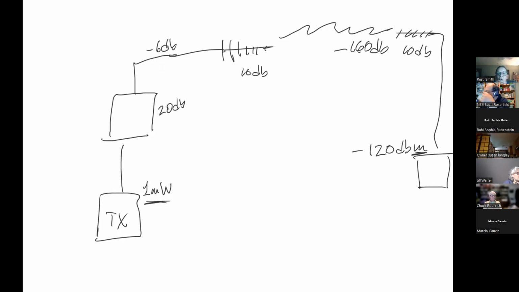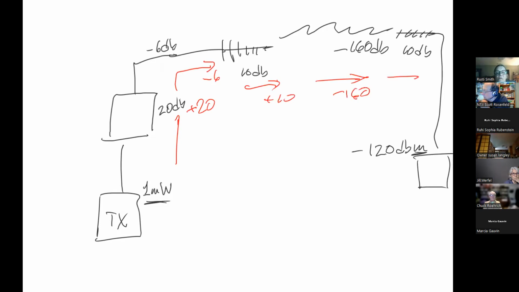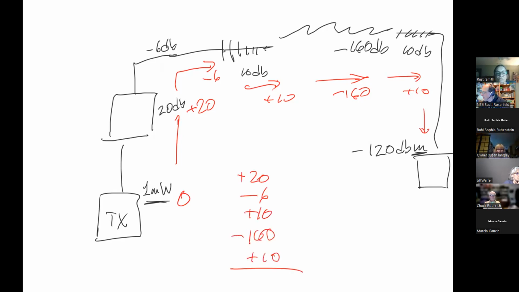So let's just go around the circle. Let's follow the path. Plus 20, and then how about right here? Minus 6. Plus 10, minus 160, plus 10, and then down to the end. So we basically start at 0, and we go plus 20, minus 6, plus 10, minus 160, plus 10, and we end up with 20, 30, 40, 34, minus 1, minus 124 dBm.